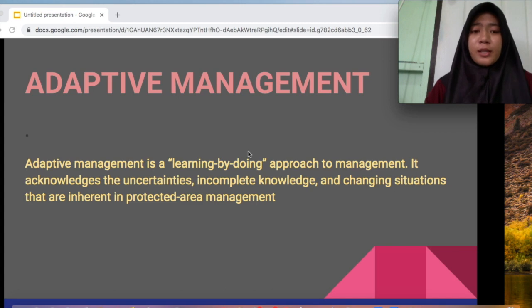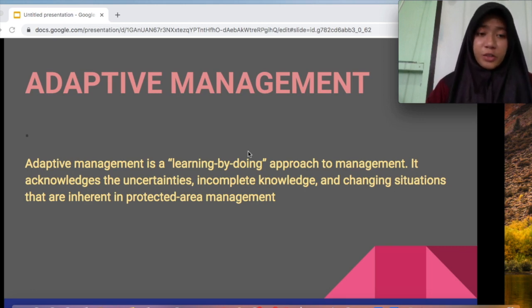Okay, next is adaptive management. Adaptive management is a learning-by-doing approach to management. It acknowledges the uncertainties, incomplete knowledge, and changing situations that are inherent in protected area management. This learning by doing also allows the manager to learn how best to monitor the results of the management action, and also evaluate whether established goals are being attained.